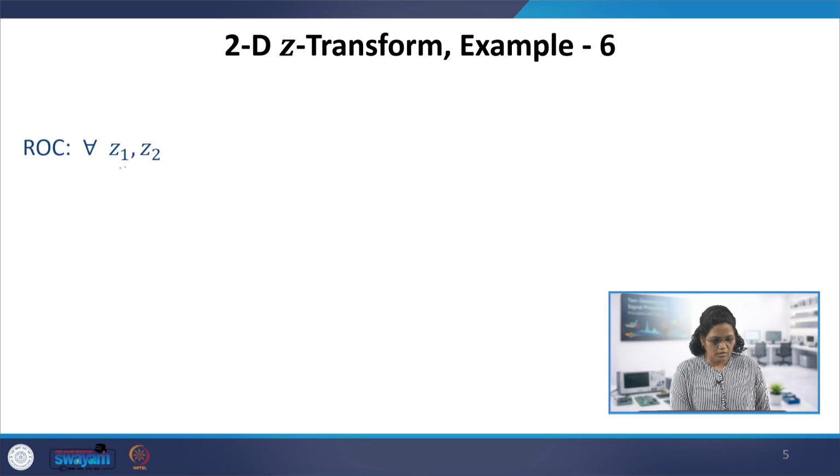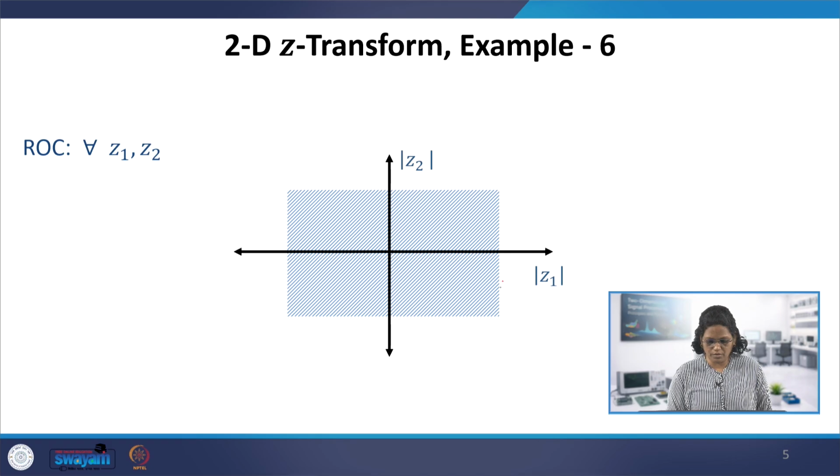For all z1 and z2 values, the convergence we see is that the whole region of z1, z2 is the ROC. For all z1, z2 values, this would converge to 1. Because X of z1, z2 is independent of anything, it is going to be 1 for all the values of z1 and z2. So it would converge for all values of z1, z2 in the z1, z2 plane. So this is represented here.